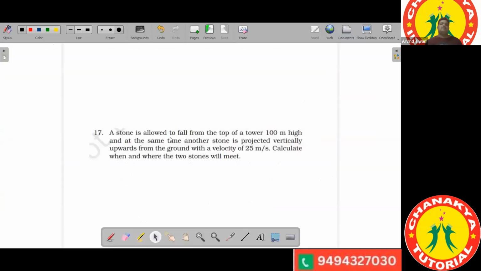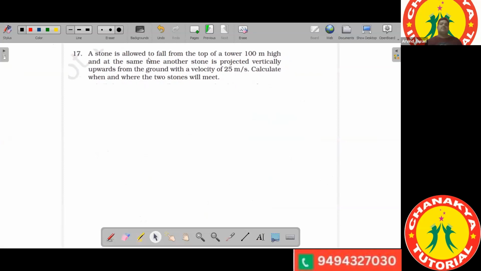See this question. A stone is allowed to fall from the top of a tower 100 meter high, and at the same time, another stone is projected vertically upward from the ground with a velocity of 25 meter per second. Calculate when and where the two stones will meet. I would suggest everyone to read this question at least two times.